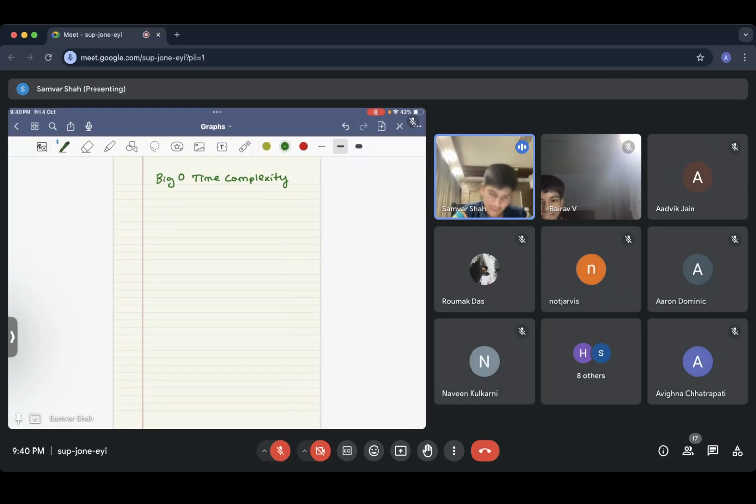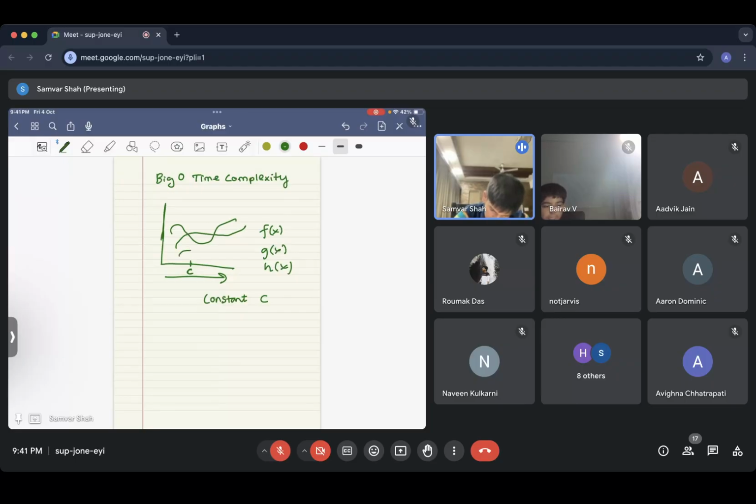So let's consider this graph where you have three functions f of x, g of x, and h of x, and you have some constant c on this axis. So say c is here. So you have some f of x, something like this, something like this, and then something like this. And this is my c.